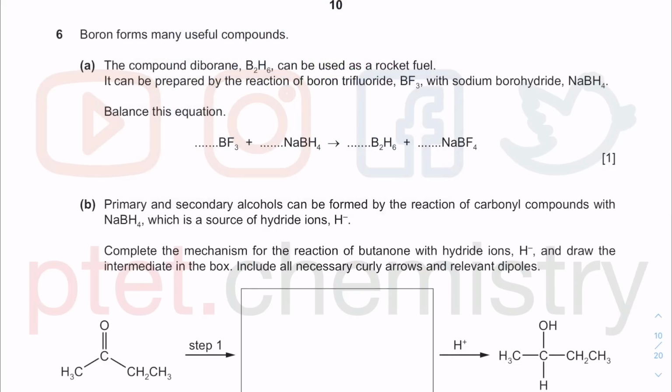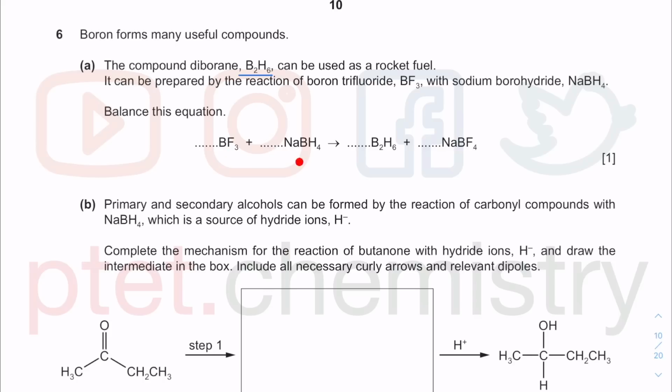In this next question, we have this boron chemistry. So this compound called diboron, B2H6, can be used as a rocket fuel. You react this BF3 with sodium borohydride. We just need to balance this equation very quickly.